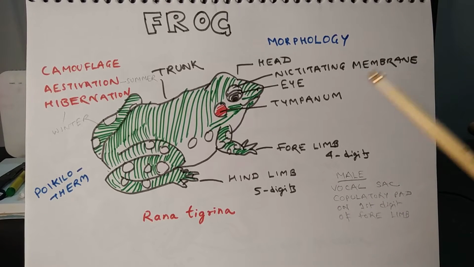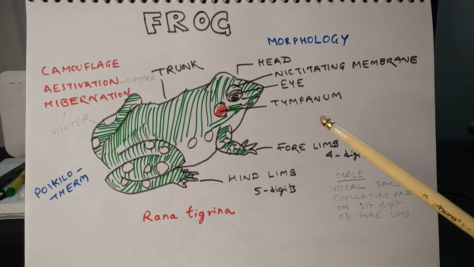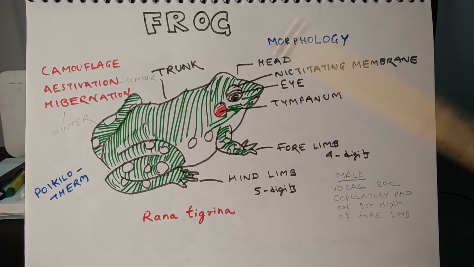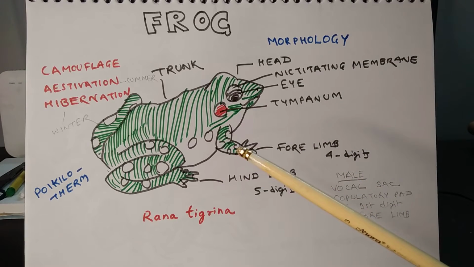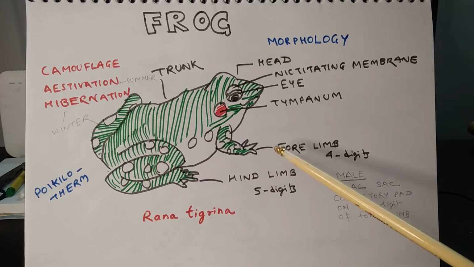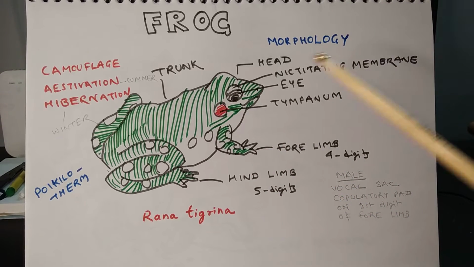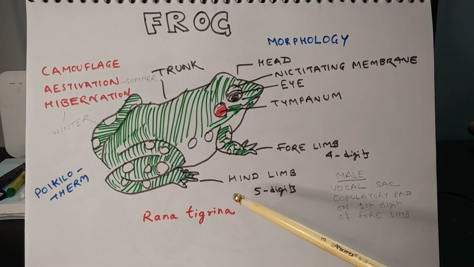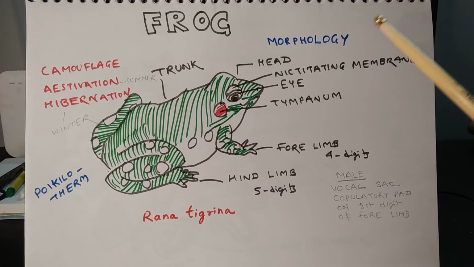The body of the frog is divided into two parts, head and trunk. There is no neck, neither a tail. There are four limbs. The hind limbs have 5 digits each, and the forelimbs have 4 digits. The hind limb is longer and stronger, more muscular compared to the forelimb.